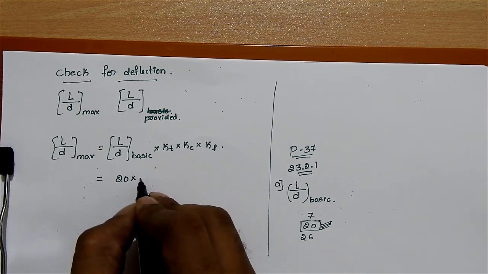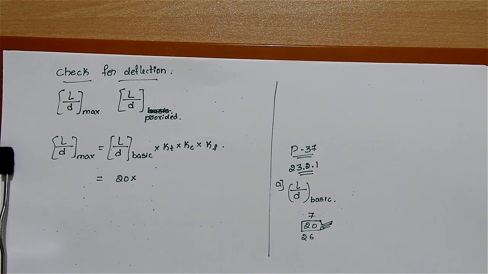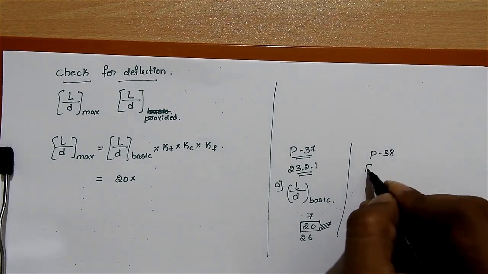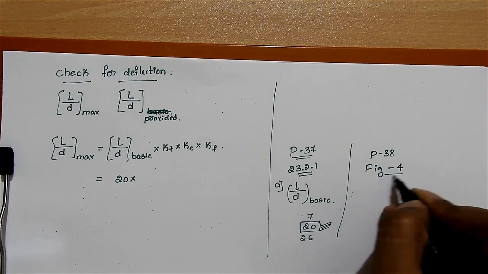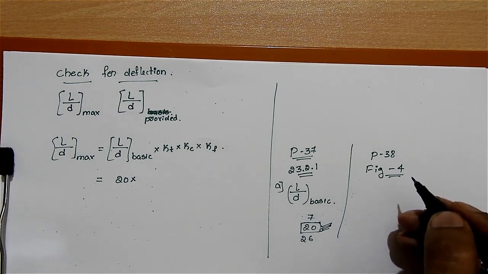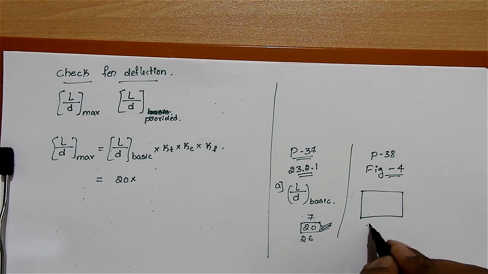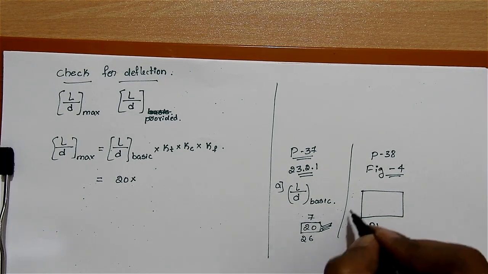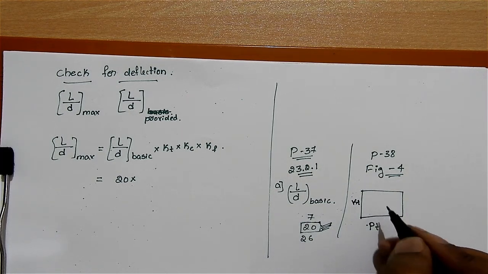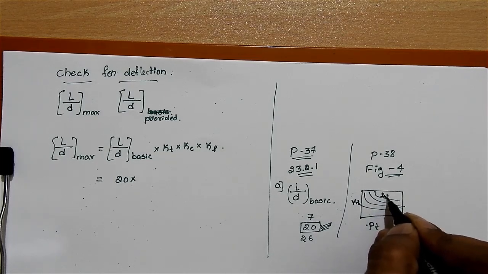KT again we need to take from IS 456:2000, on page number 38, Figure 4, modification factor for tension reinforcement. In that there is a graph where X is the percentage of steel, that is PT. Here you will get KT. But in order to calculate it, you have a graph like this, and here you have to see the Fs value.